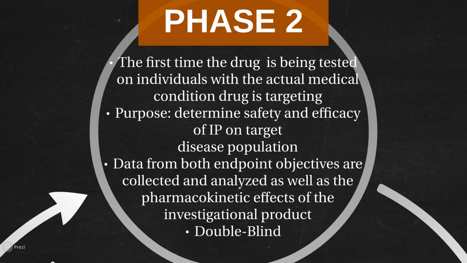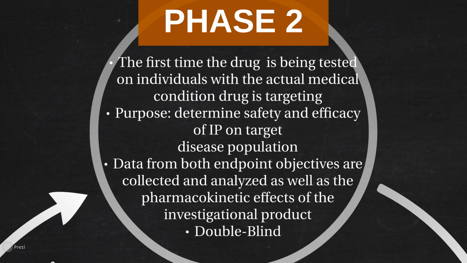So in our asthma example, this is the first time in phase 2 that the drug, or the IP, investigational product, will be used on people with asthma. And the purpose here, since they already know the dose at which the IP will start causing side effects in healthy people, the purpose of phase 2 is to determine the safety and efficacy of the investigational product.